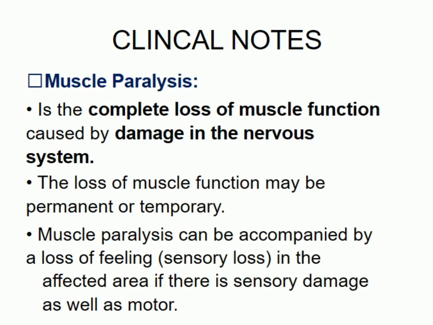Now, muscle paralysis is the complete loss of muscle function caused by damage in the nervous system. That means damage in the nerve supply or innervation of a muscle. The loss of muscle function may be permanent or temporary. Muscle paralysis can be accompanied by a loss of feeling or sensory loss in the affected area if there is sensory damage as well as motor. If the affected area is where sensory information is collected, the paralysis will cause the sensory information to be lost, so you can't sense anything from that area.